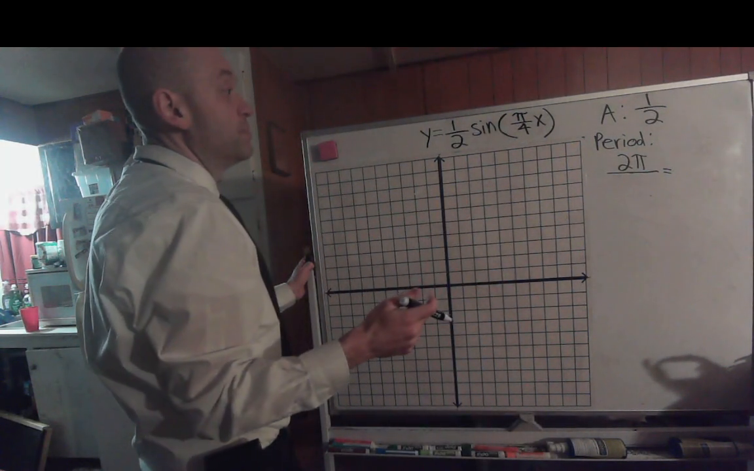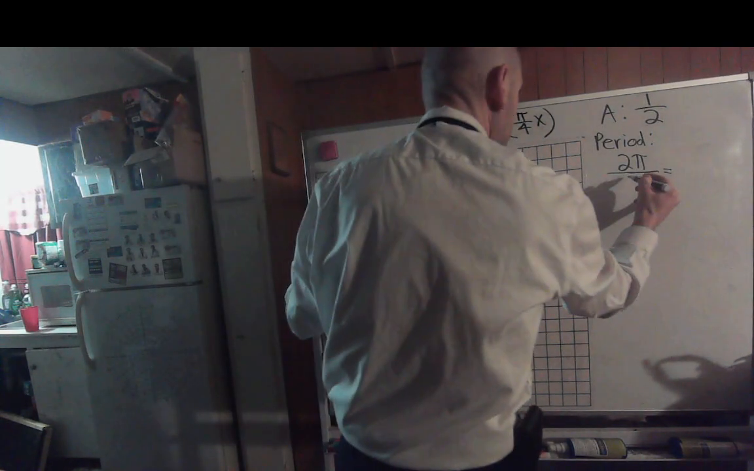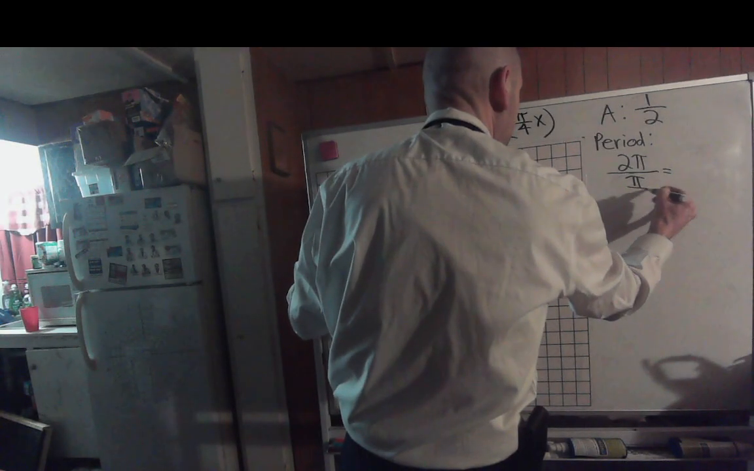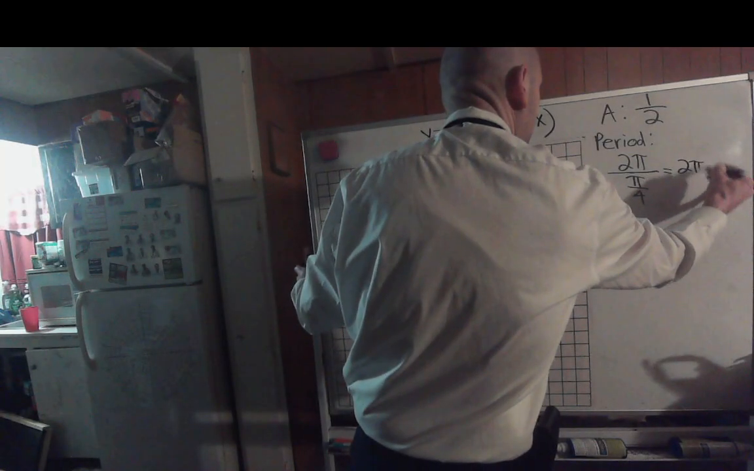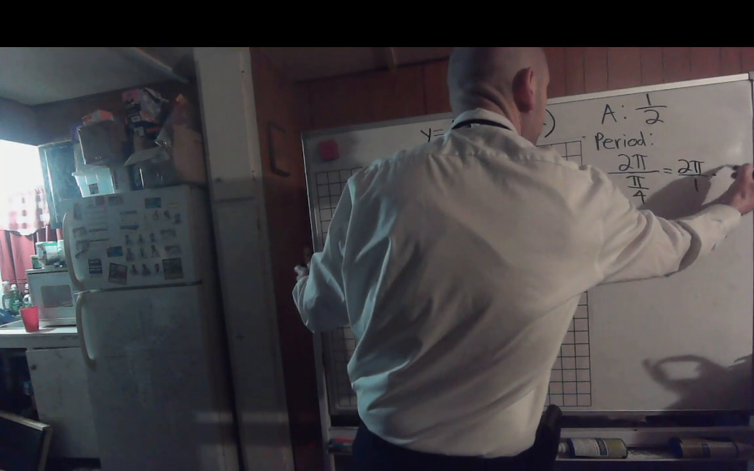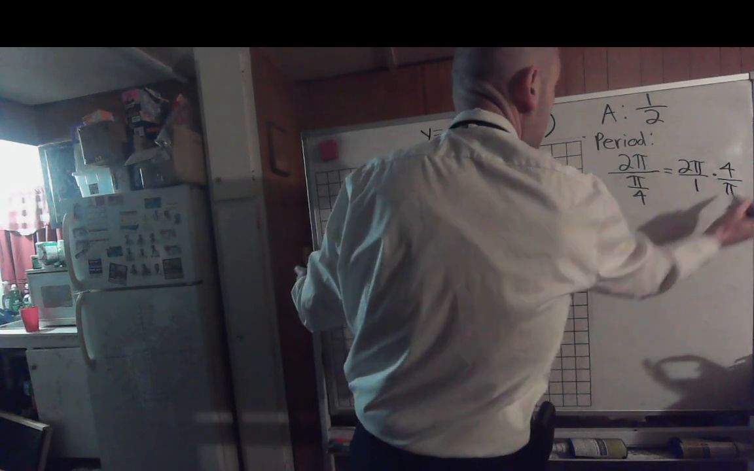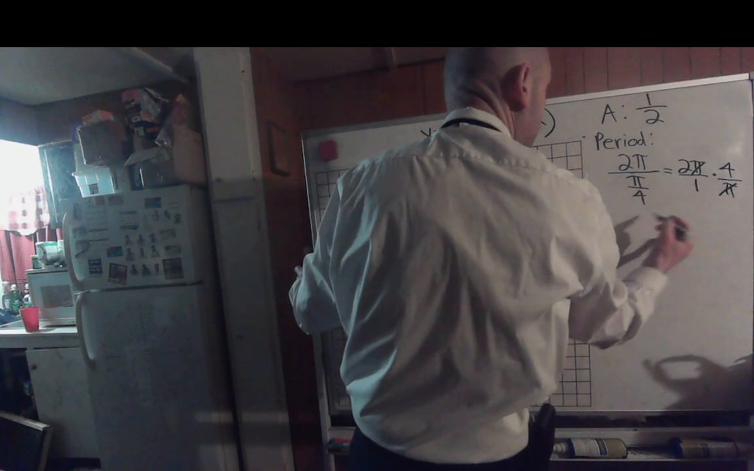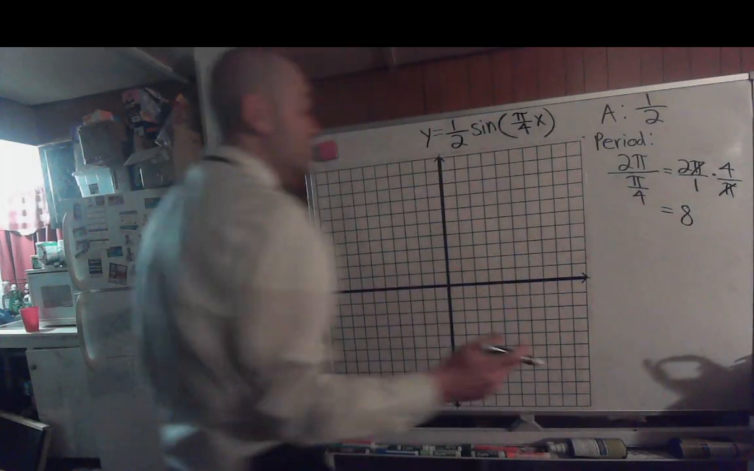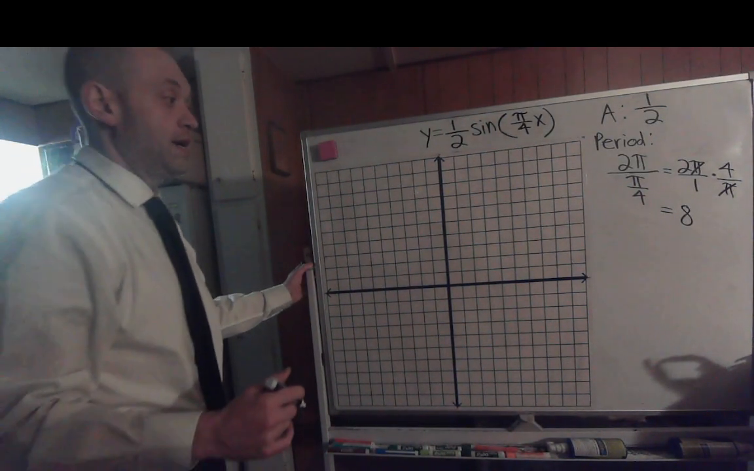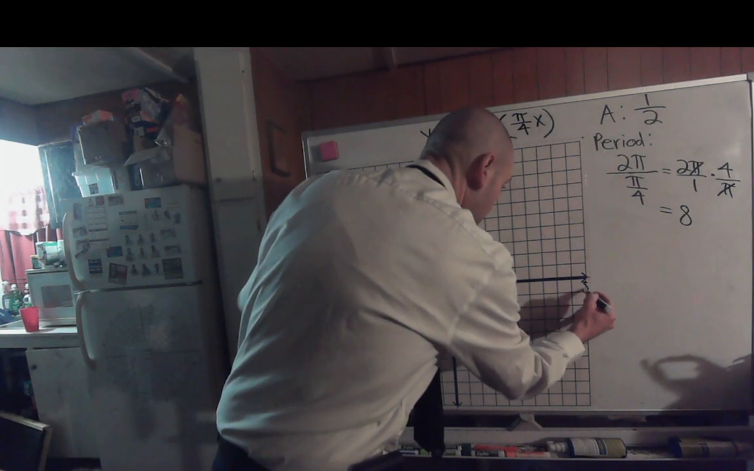Now let's find the period. The coefficient on the x is pi over 4, so this would be 2 pi over pi over 4, which would give you 2 pi over 1 times 4 over pi, which means your period would be 8. So your period is just plain old 8, no pi. So let's put 8 here.